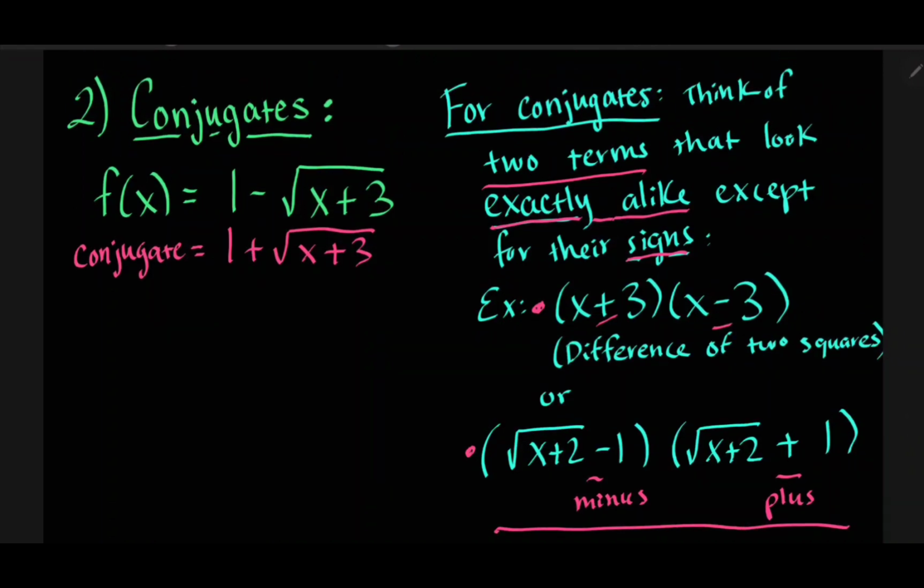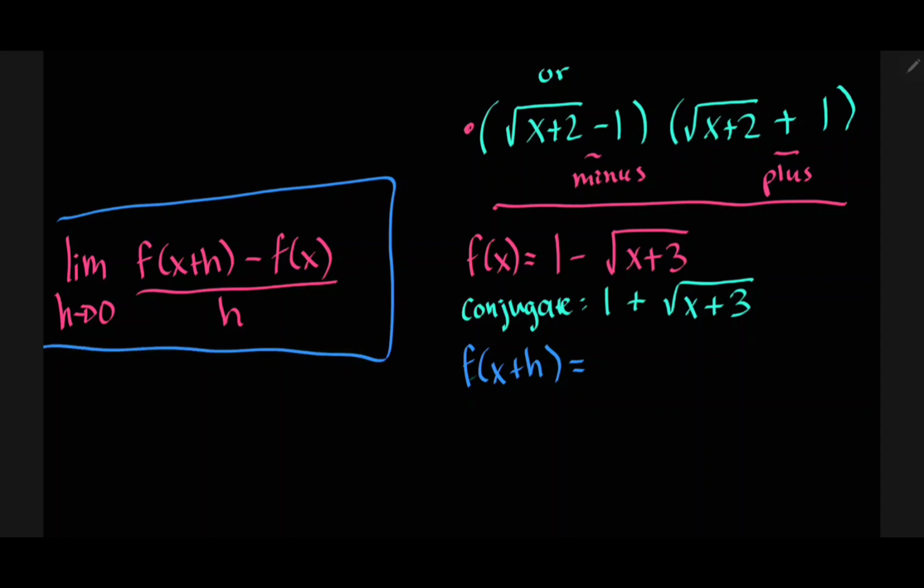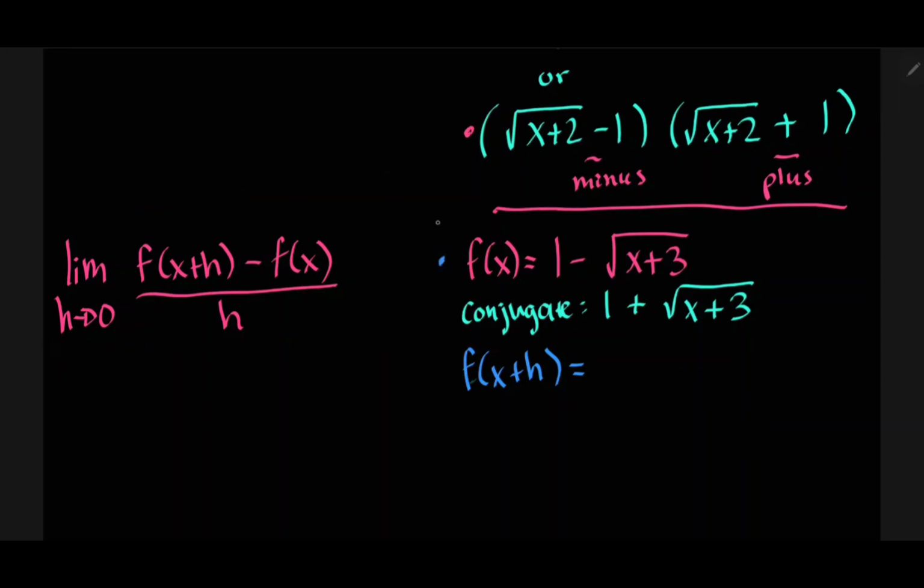our limit definition problem. So now we have our limit definition on the left, and now we have our function f of x, which will be put here in our limit definition. X plus h just takes the place of x in your function. So we will have 1 minus the square root. X becomes x plus h plus 3.